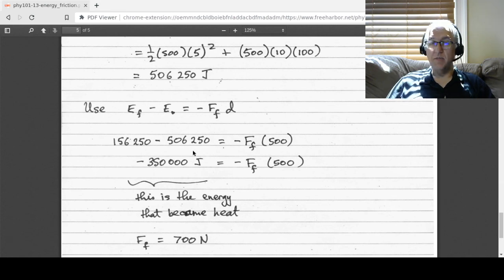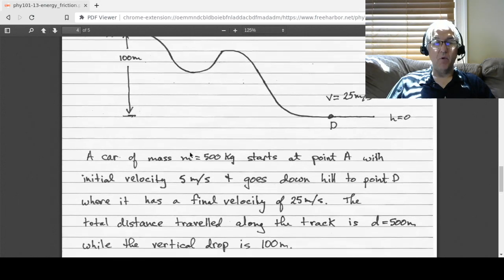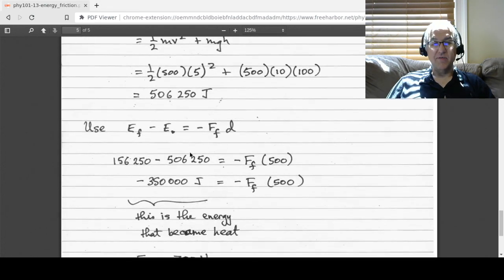Okay, an approximation, but it gives us an idea that all the way along this track, in order to bleed off that energy such that you have only 25 meters per second at the bottom rather than what we found earlier, you're going to have 700 newtons acting in the opposite direction to the displacement at every point along the track. Okay, and that gives us the force of friction.